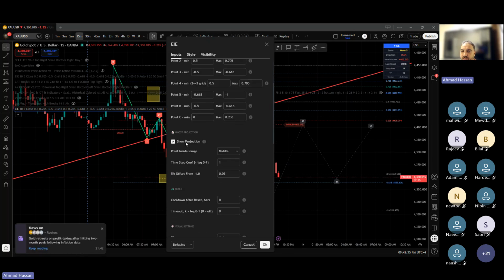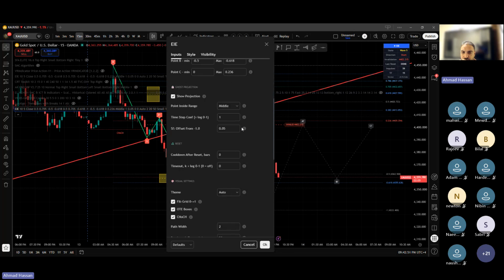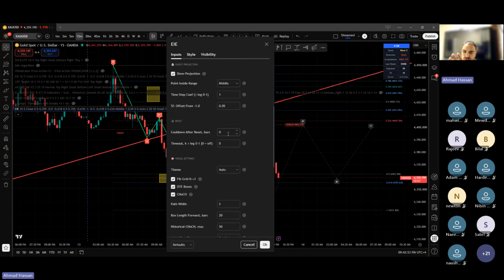So show projection means, for example, what will happen, what the next wave can be. So it is showing you the projection. A can be here, B can be here, C can be here. So it depends on that. It automatically calculates based on the coefficient which I have given to them. And countdown reset after 0 bars.